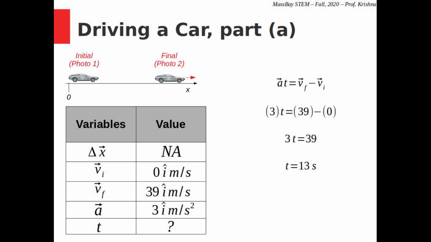It takes 13 seconds for the car to increase speed from 0 to 39 meters per second if the acceleration is 3 meters per second squared. Equivalently, you could say that 13 seconds elapsed between when the first and the second photos were taken.